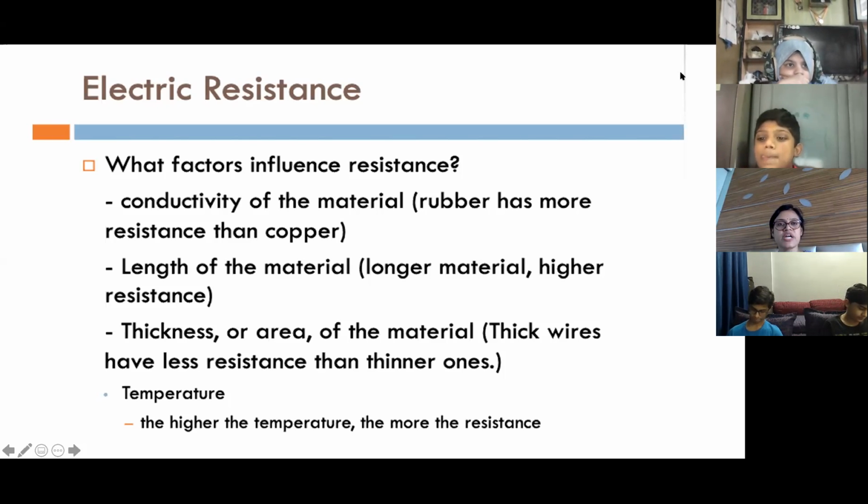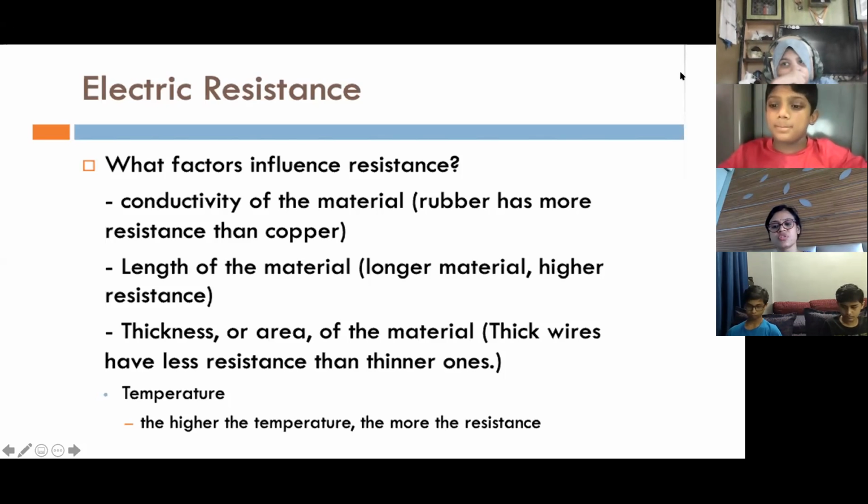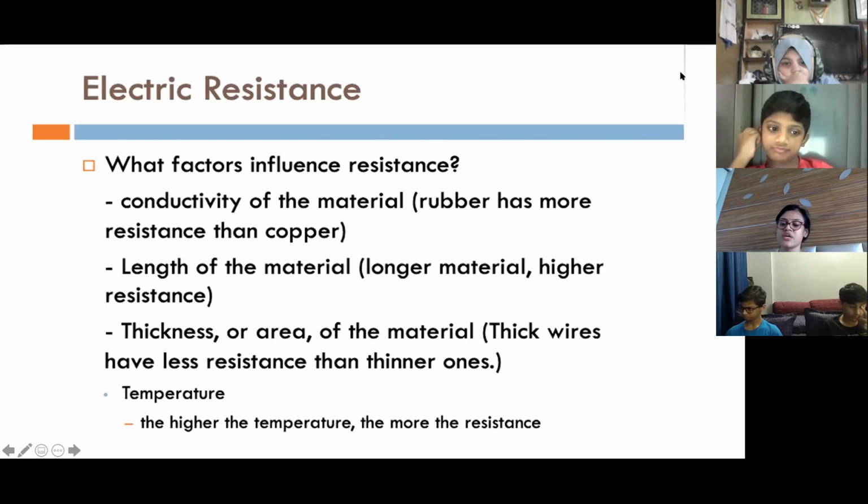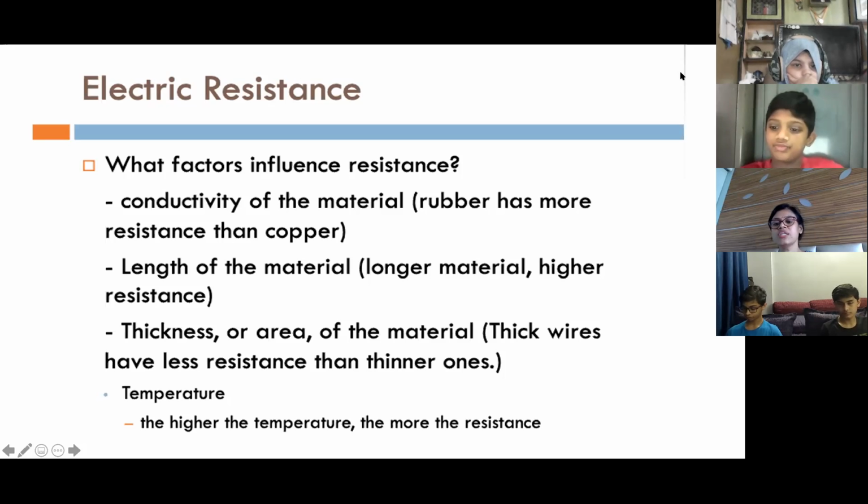So that means net velocity is 0. That is why no current is there. But when you connect a battery across a conductor, all the electrons get attracted towards the positive terminal of the battery. Okay. So that is why only one direction of flow is there, and which leads to current in the circuit. Is it clear, everyone?